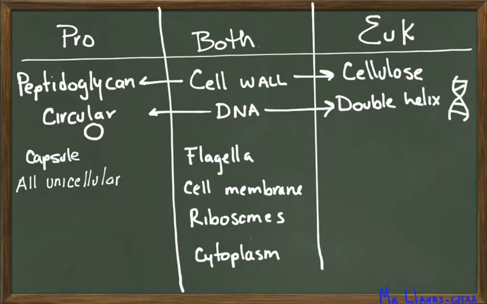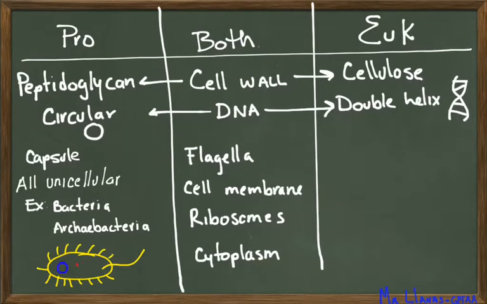All the bacteria are unicellular, meaning that they are single-celled, or made up of one cell. They live in colonies, but they are unicellular. The examples of prokaryotes are bacteria and archaebacteria, which we already talked about.